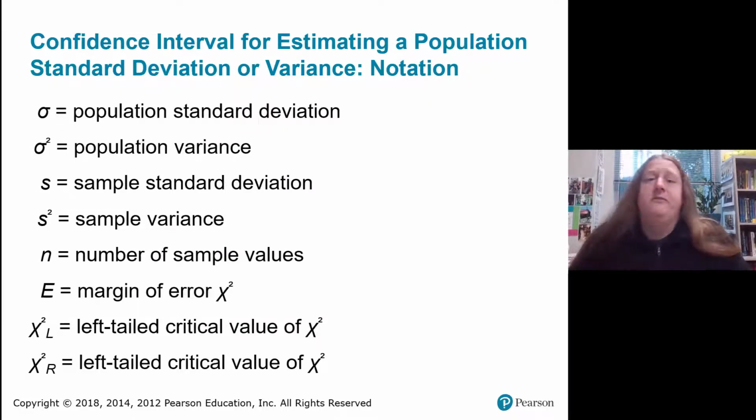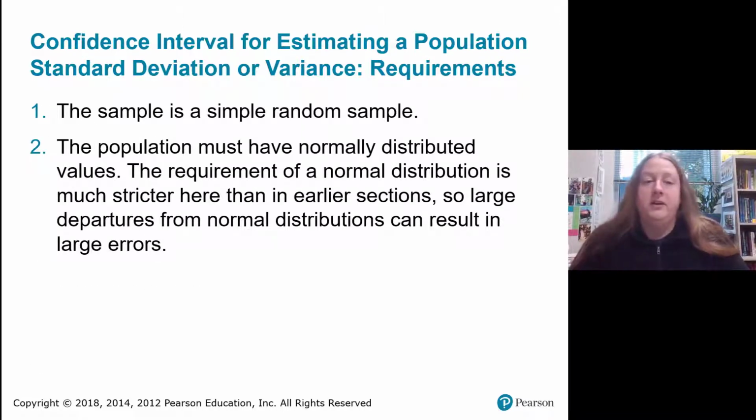So we have a whole long list of variables here. Most of them are familiar from the past. So we have sigma for the standard deviation. We have sigma squared for the variance, both of those for the population because they're Greek letters. Lowercase s for the sample standard deviation, s squared for the sample variance. N is going to be the number of values. E is still going to be our margin of error. And now we have our chi-squared values for our L and R, for our left-tailed critical value for L, and there's a typo there, the R1 should be the right-tailed critical value. So we know how to find our critical values.